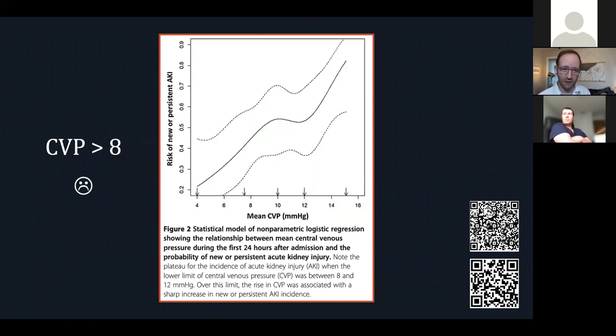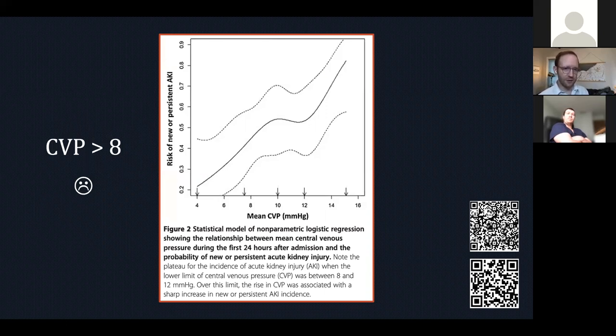I've gone too far and I need to stop and I should not give any more fluid and maybe I need to start taking some away. What I'm showing here is that the rate of acute kidney injury, new or persistent, rises significantly once you get above a central venous pressure of 8. This is a rough guide, but it's somewhere to start.